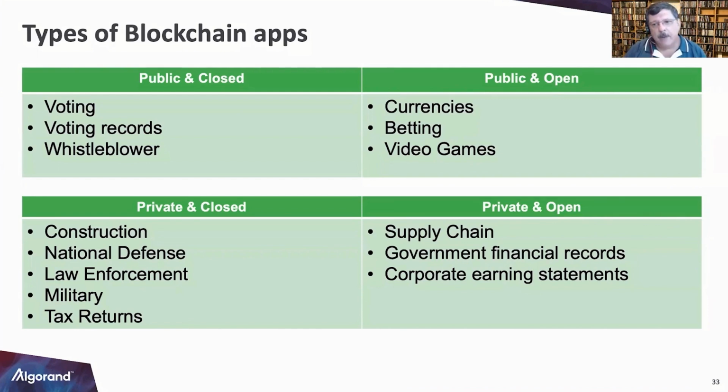And then private and open at the bottom, very good for supply chain type scenarios where you have several checkoffs along the way, corporate earnings statements, that sort of thing. And then the most private, at the bottom left, private and closed, with construction, national defense, law enforcement, military. You can actually create any of these with a modern day blockchain like Algorand, and really it's up to you and your developers to provide the authentication services into the blockchain.